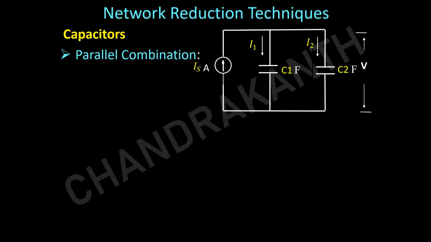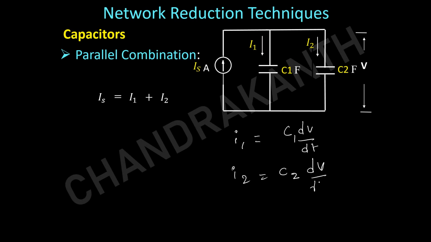Now for the parallel combination, apply KCL at this node. So entering current equals the sum of the leaving currents. Now in the current equation, I1 will be equal to C1 times dV by dt, and current I2 will be equal to C2 times dV by dt, and the source current Is will be equal to C equivalent times dV by dt, because voltage is the same across the parallel branches.